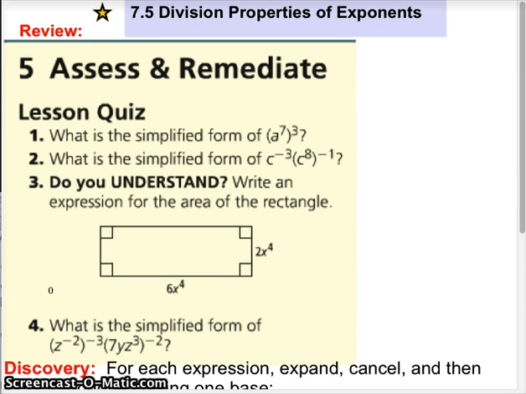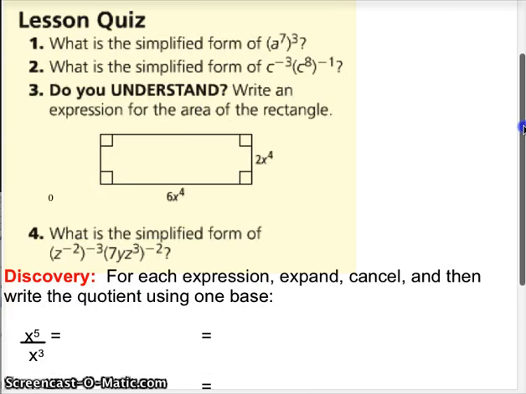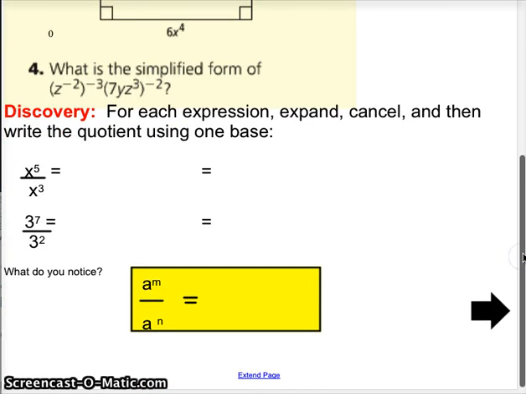Today we're talking about 7.5, division properties of exponents. This is actually going to be the final rule of exponents that we are going to discuss in this chapter. So to get started, I'm actually going to have us jump straight to this discovery activity.